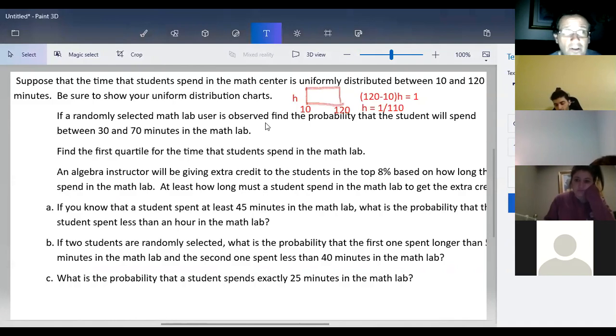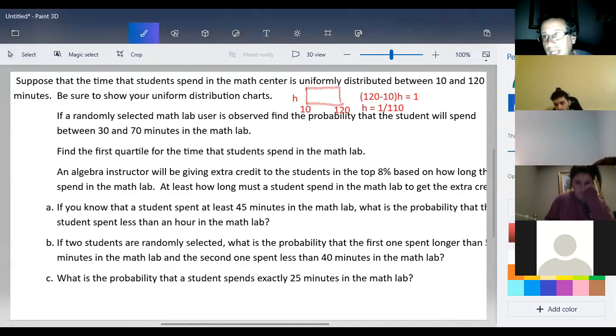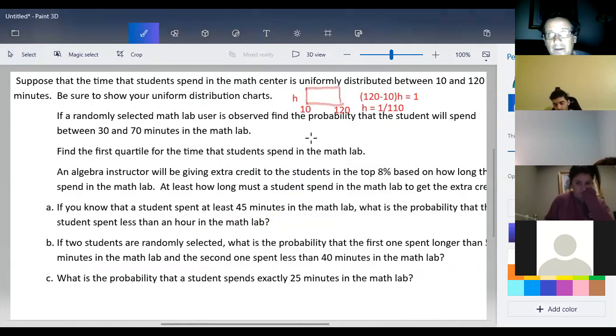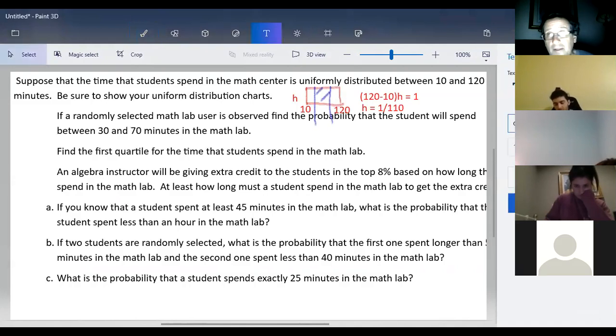All right, so now we're supposed to say, what's the probability between 30 and 40? So now what I'm going to do is I'm going to do some more drawing. And let's change this to, I think blue is a good color for that. So 30 and 70. And now let's type those in.